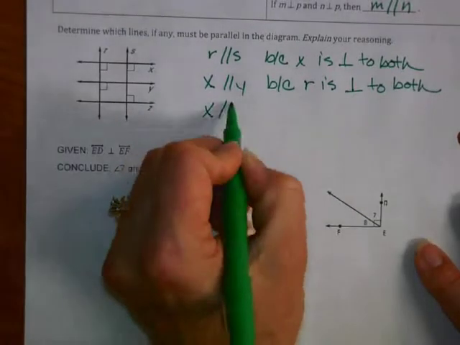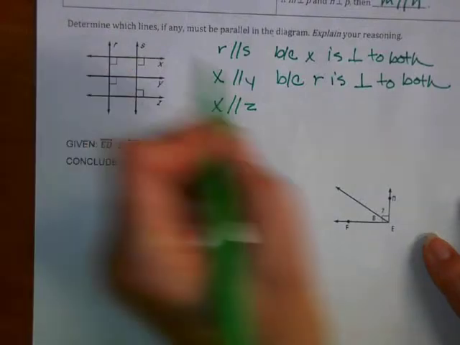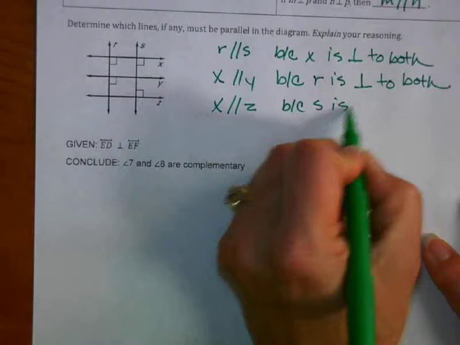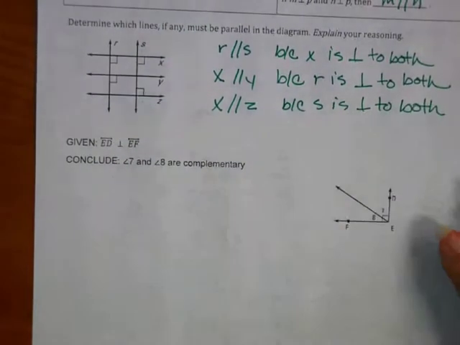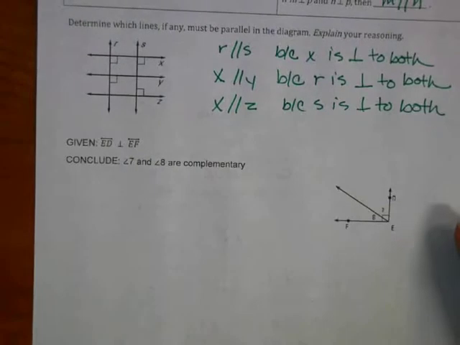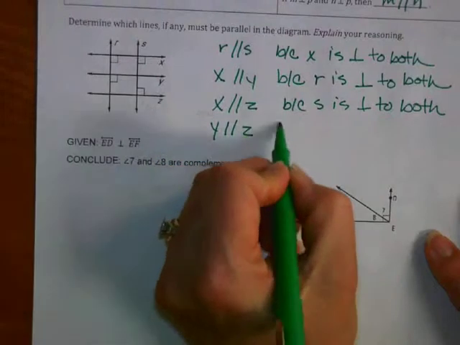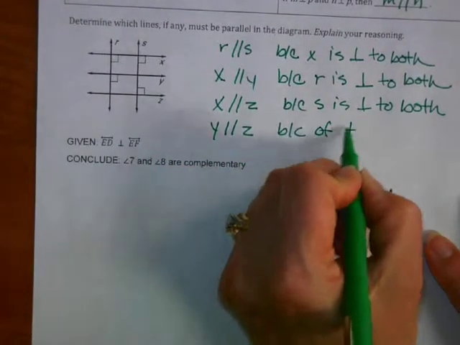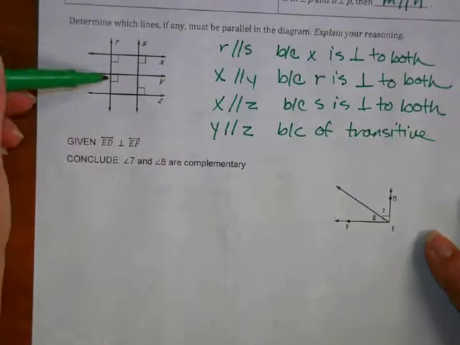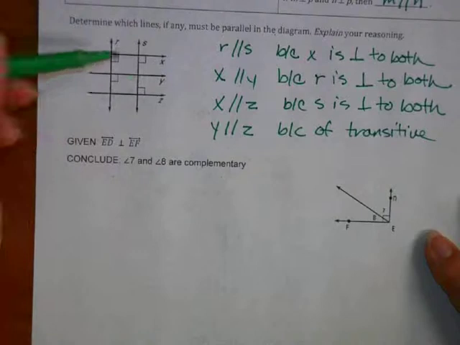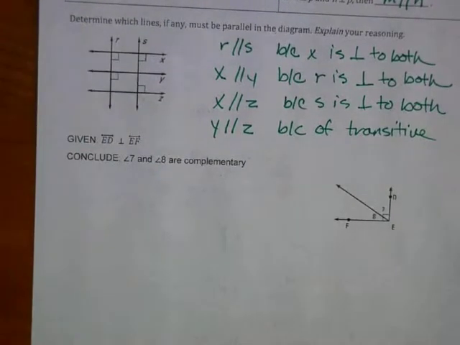Let's say X is parallel to Z because what line is perpendicular to both? Now we actually can say that Y is parallel to Z because of the transitive property. Do you all see that? We've said that these two are parallel. We've said that X and Z are parallel. Therefore, Y and Z have to be parallel to each other. Okay?